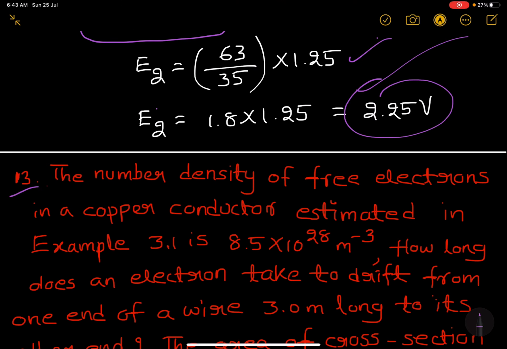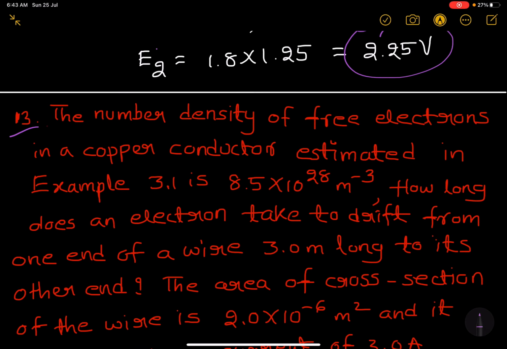That is the number density of free electrons in a copper conductor estimated in example 3.1.